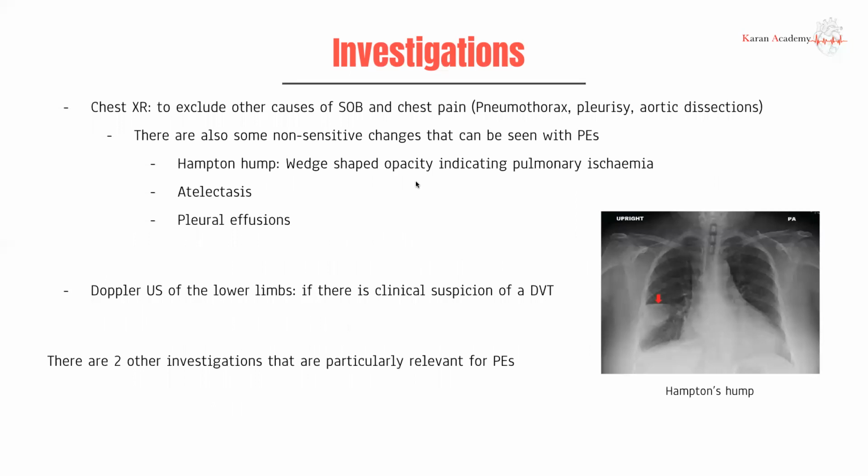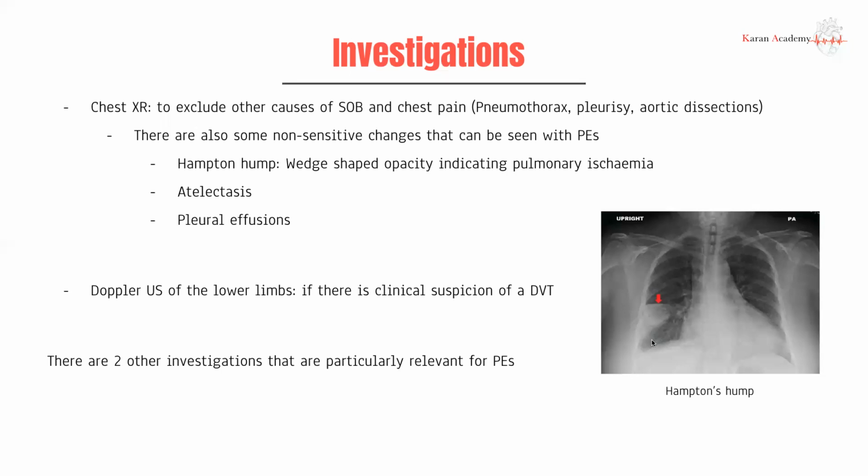You can do a chest X-ray because the patient has shortness of breath and chest pain for things like a pneumothorax, aortic dissections, and pleurisy. There are also some other changes that can be seen with PEs on a chest X-ray, but very rarely would you see them. The first one's called a Hampton's hump, which is basically this wedge-shaped area indicating pulmonary ischemia. Atelectasis, so an actual collapse that has to do partly with poor oxygenation and also pleural ischemia, and then pleural effusions because you have backflow of blood that can cause increased hydrostatic pressures, and that can cause pleural effusions. You can also do a Doppler ultrasound of the lower limbs if you suspect a DVT.